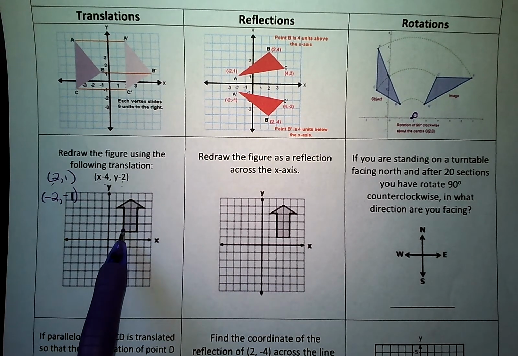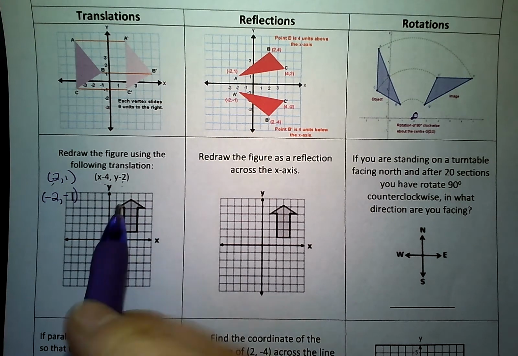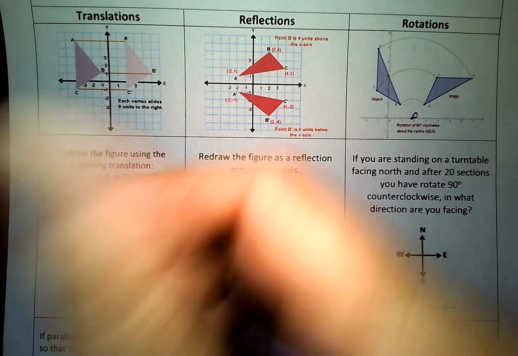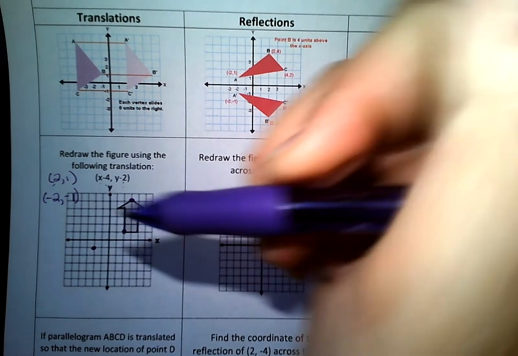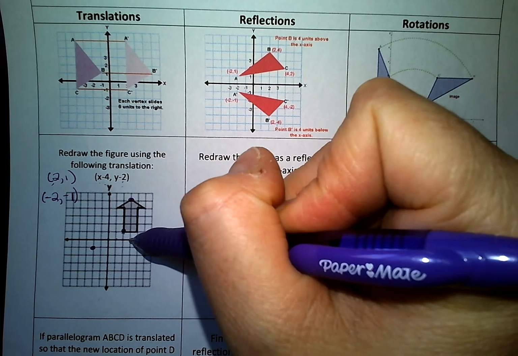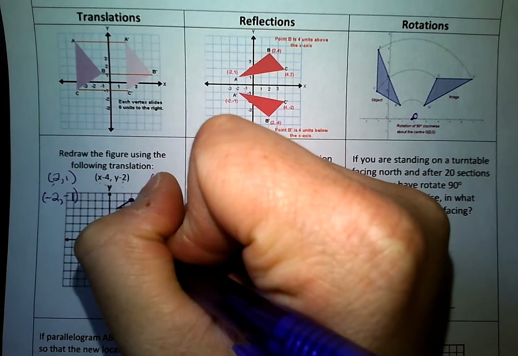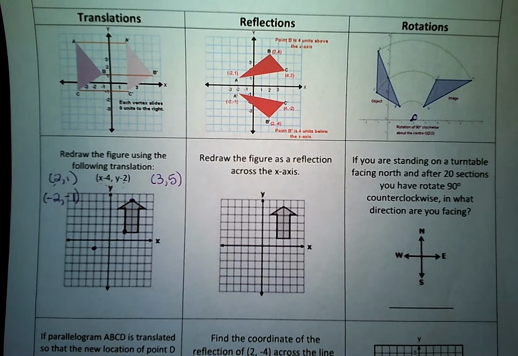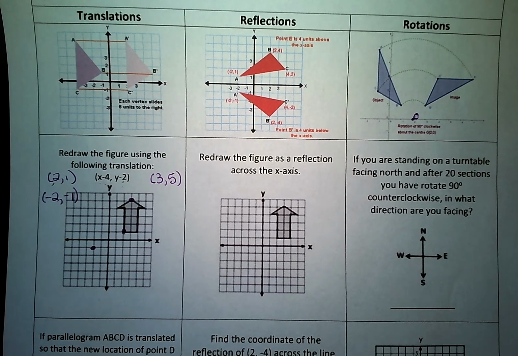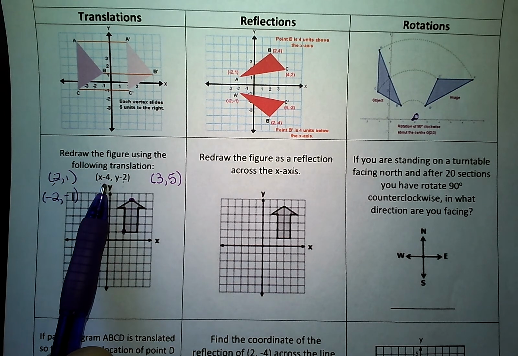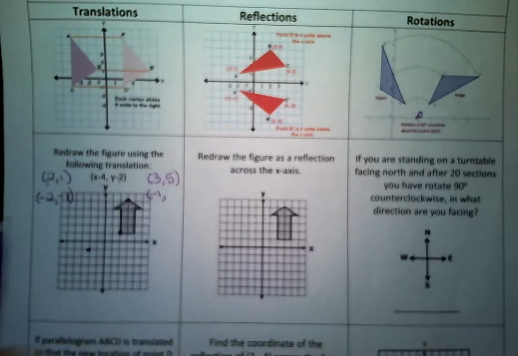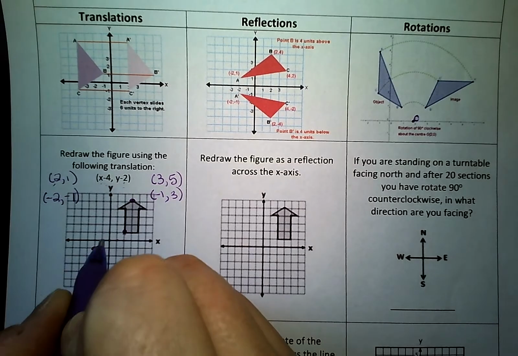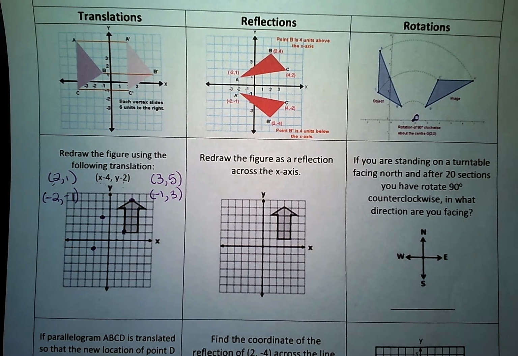So the point at the left corner of the arrow is going to translate to the point negative 2, negative 1. Let's take another point. How about the top? This is the point 3, 5. This coordinate point 3, 5 needs to follow the same translation. The x value, subtract 4, would be negative 1. The y value, subtract 2, would be 3. Negative 1, 3 now becomes the top of the arrow.